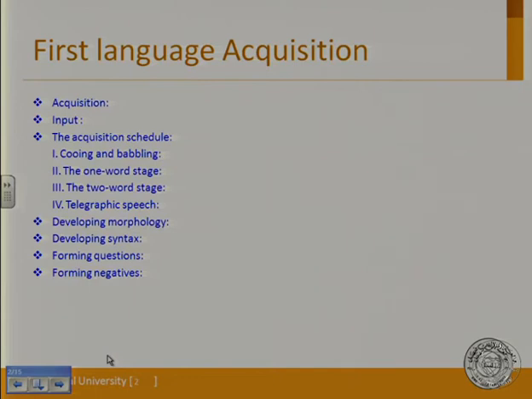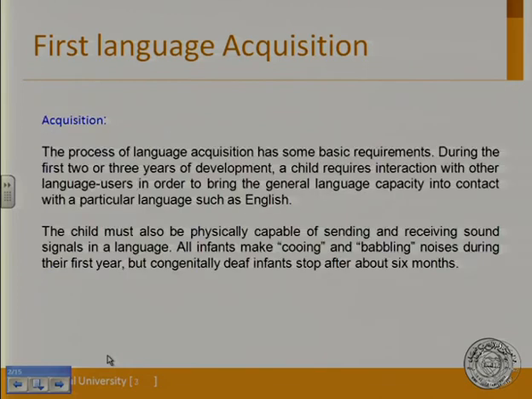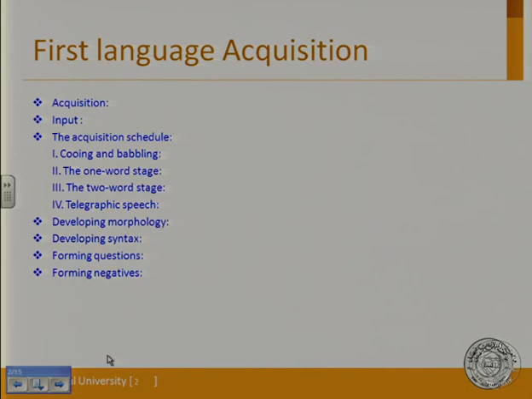And then after that we talked about morphology and the development of morphology, then developing syntax, and then how a child forms questions in 3 stages, and the last point we talked about was forming negatives with its stages. I hope that the lecture is simple and easy, and hope to see you again.